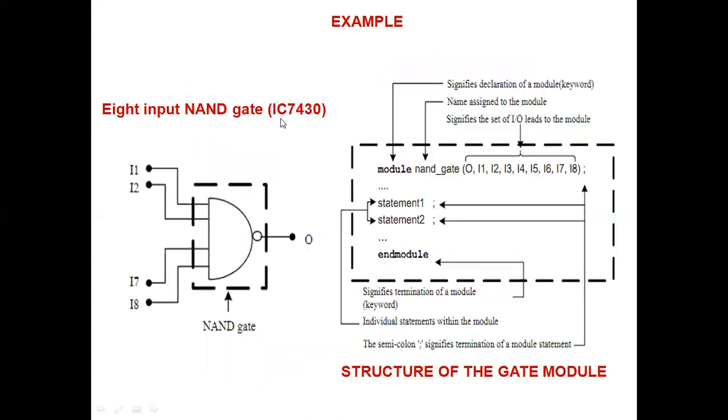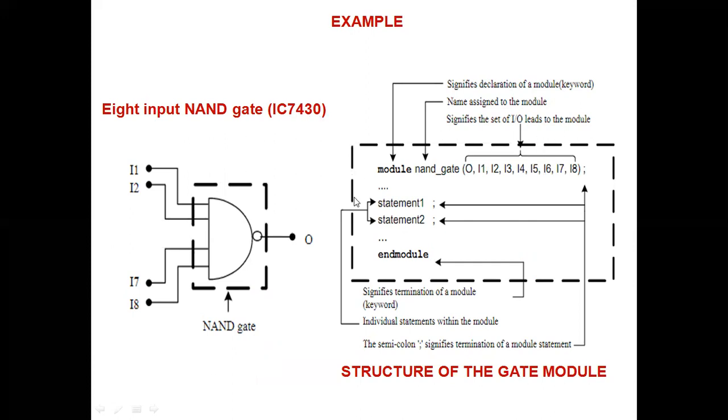Next, now you take one example. Here I simply take one 8 input NAND gate. How many inputs? 8 inputs, I1 to I8. What is the output? O is the output. The IC number of this 8 input NAND gate is 7430.